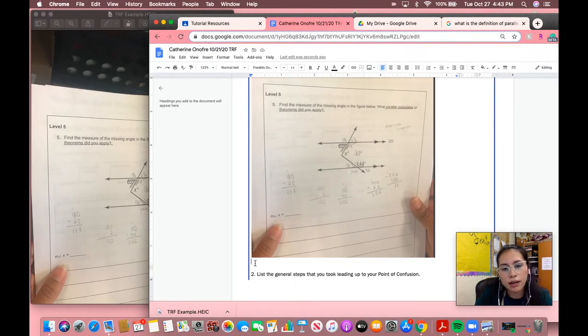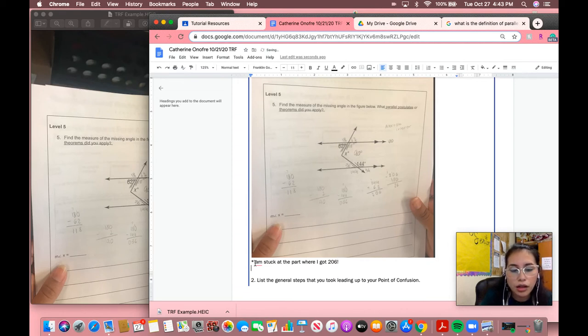And then another option is to write, I am stuck at the part where I got 206. 180 equals a straight line. The answer I got, it's larger. So this is showing me where you got stuck in your tutors.